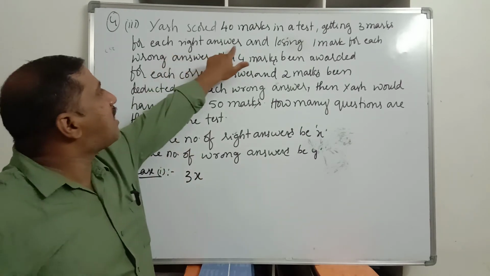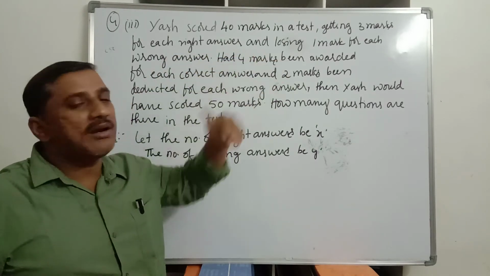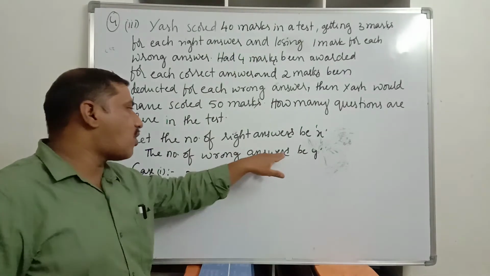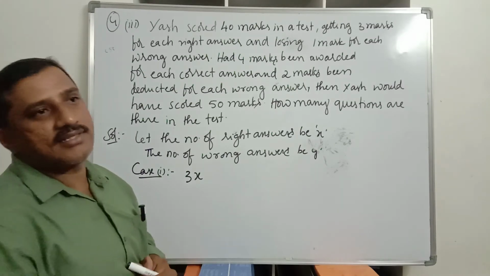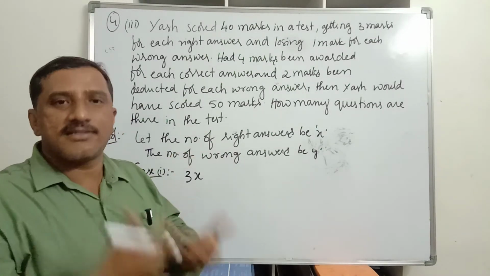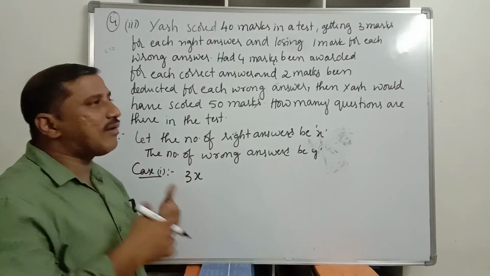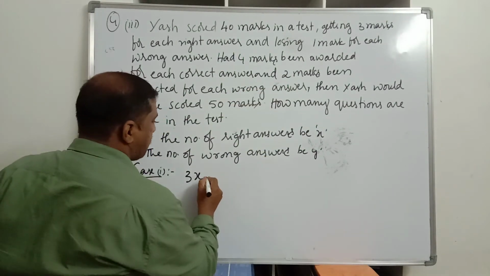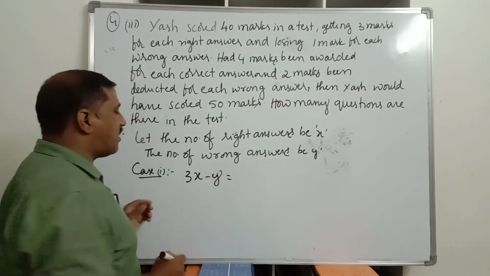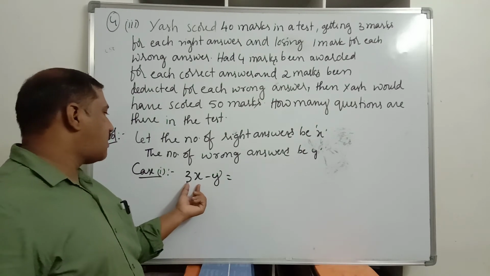Similarly, how many marks is he losing? He loses 1 mark for each wrong answer. How many wrong answers are there? Here y wrong answers are there. Losing, deducted, means subtract. So we will represent it with a negative value. Therefore, y into 1 is y, and it is minus y. This is the total marks.